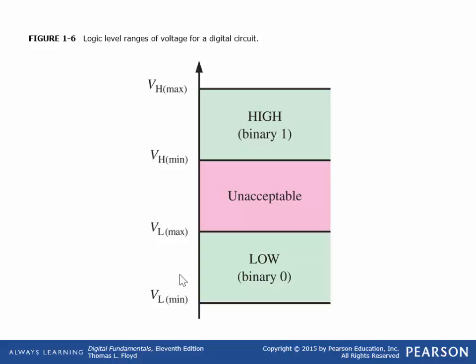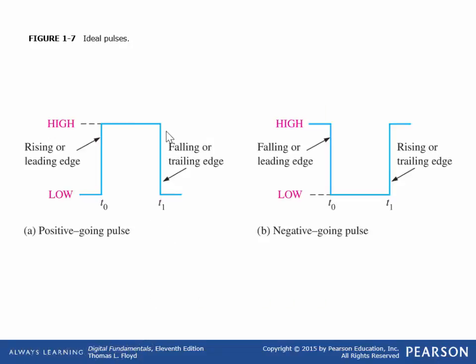So that's why we have these logic ranges of a digital circuit. We have more leeway on the high than we do on the low. So typically we pull things high, and most circuits will float high if we leave inputs open.